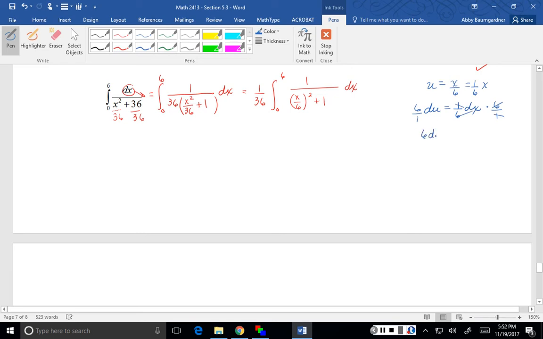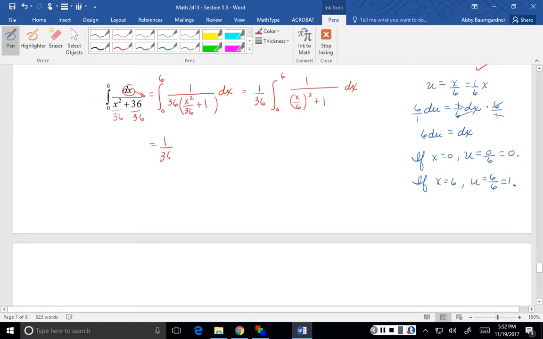So I have 6 du equals dx. But if x equals 0, then I have to figure out what u is equal to. It would be 0 over 6, which is just 0. And if x equals 6, then u would be 6 divided by 6, which is 1. So I changed my bounds now, or I'm about to.